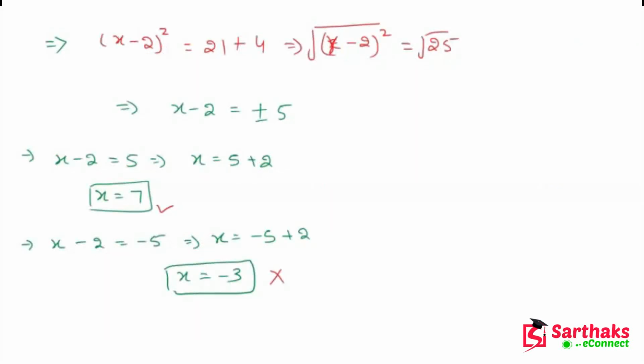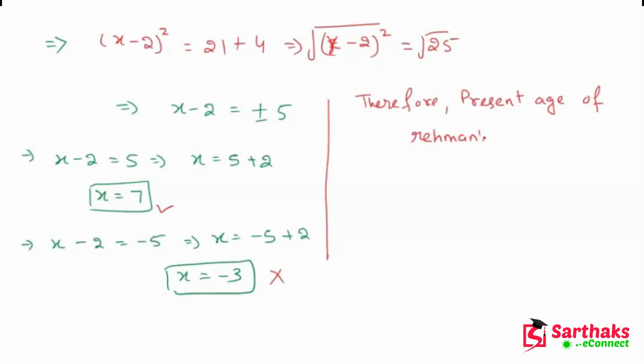Therefore, the present age of Rahman is 7 years. So this is the answer of this question. I hope my dear friend you understand these things. So now let's move on.